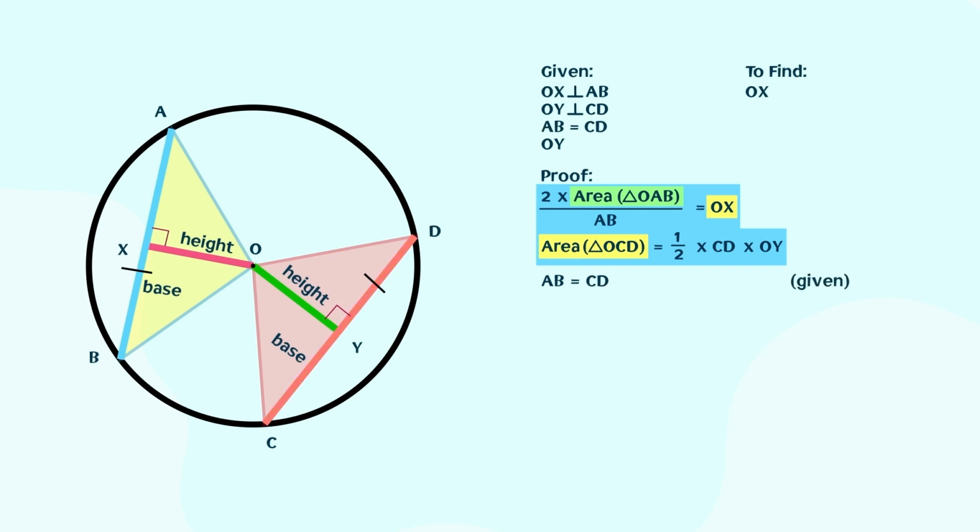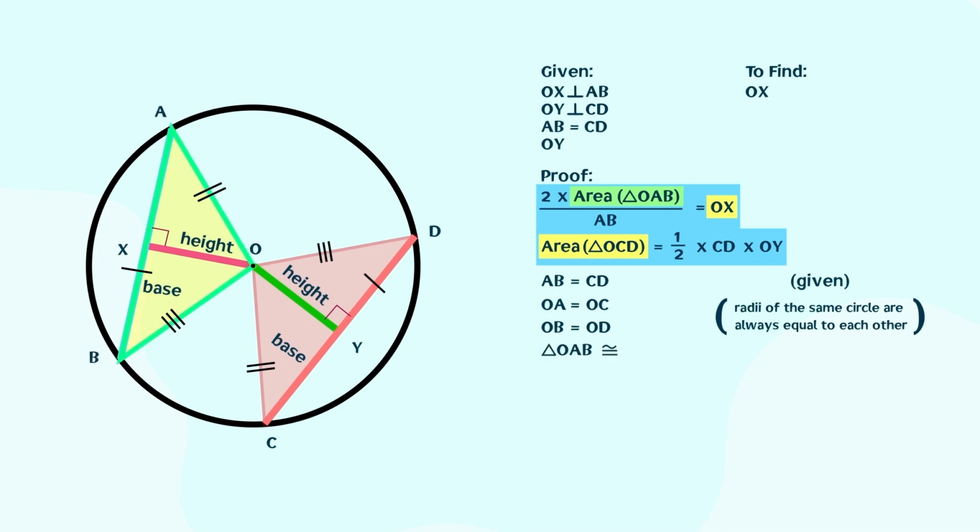Besides that, we can say that line segment OA is equal to OC and line segment OB is equal to OD. This is because radii of the same circle are always equal to each other. Mathematically speaking, triangle OAB is congruent to triangle OCD. This is because whenever all 3 sides of one triangle are congruent to the corresponding 3 sides of another triangle, then the 2 triangles are said to be congruent by the SSS criteria.